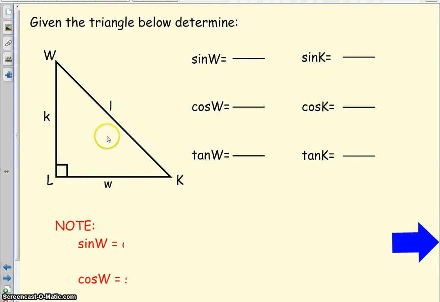What I'd like you to do now is, given the triangle below, practice writing out the trigonometric ratios. I'm giving you the triangle WLK. I want you to write out the ratios: sine W, cosine W, and tan W, sine K, cosine K, and tan K. Express them in terms of the variables we have for the sides. Give that a try. When you're finished, push play and we'll go through it together, and we'll discuss some patterns we might see in these trig ratios.